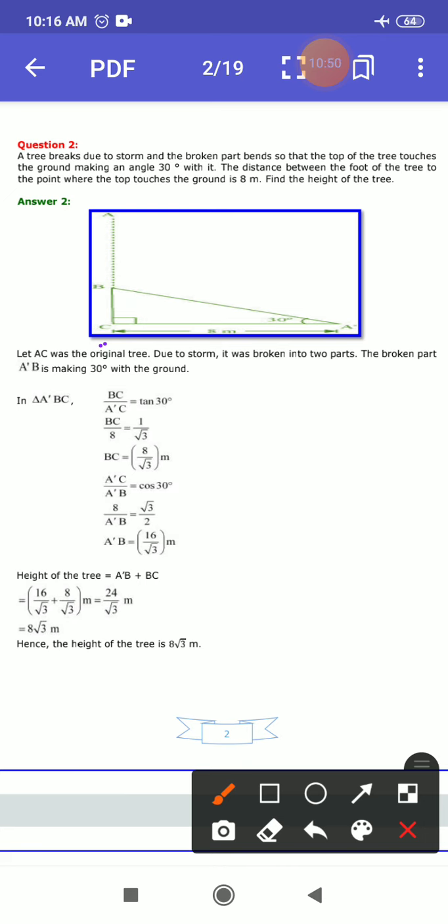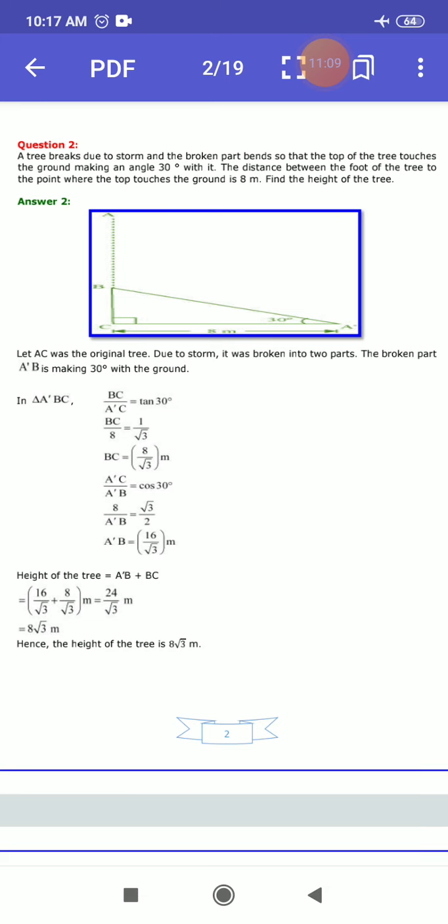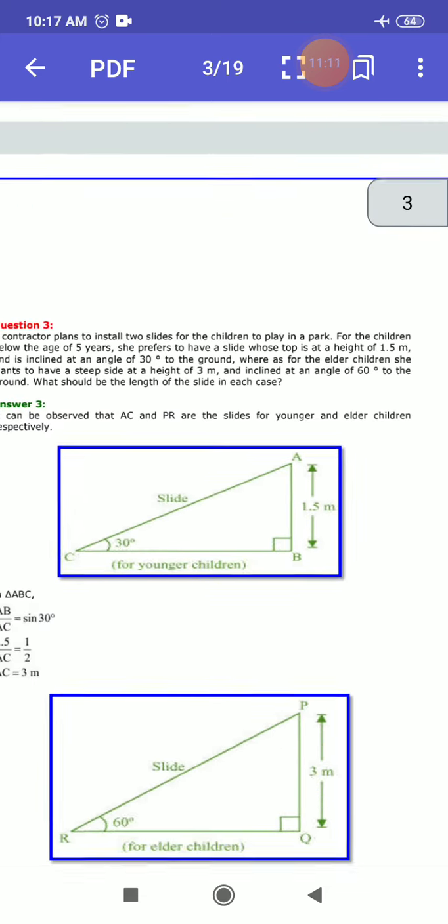Once again you have to write in your notebook, and then after you have to write this question again in your rough notebook. That's why this question helps to understand the concept of trigonometry, and then you have to write it in your exam properly. Okay, then we have to go to the next question.